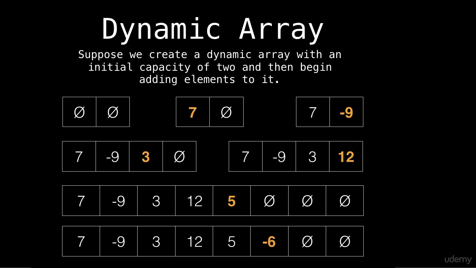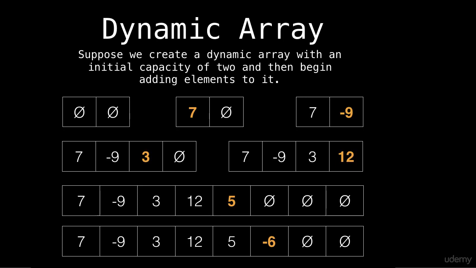So suppose we create a dynamic array with an initial capacity of 2. Then we begin adding elements to it. The little circle with the slash through it is a placeholder for an empty position. Okay, so we add 7, everything's fine. We add 9, everything's fine. But once we add 3, it doesn't fit in our internal static array, so we double the size of the array, copy all the elements in, and now we can add 3.